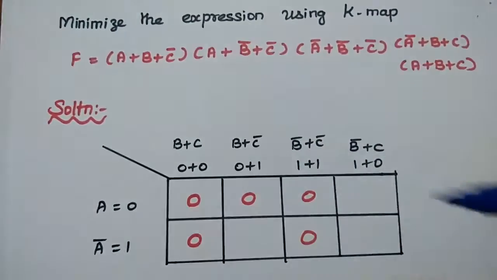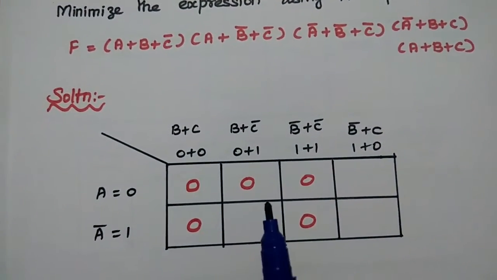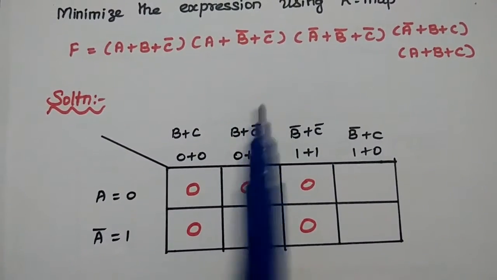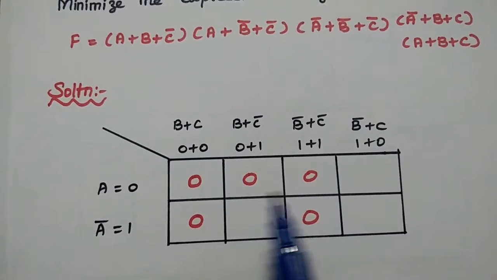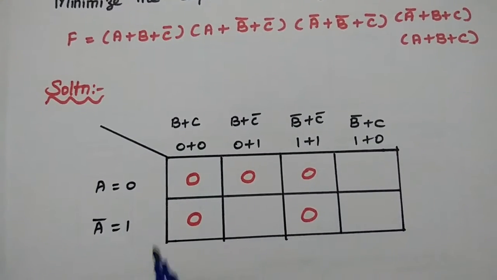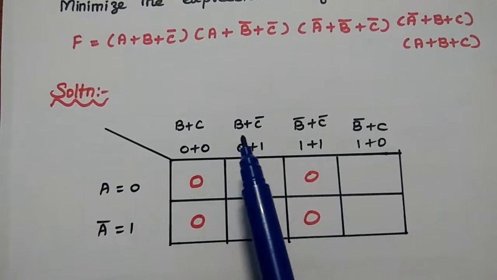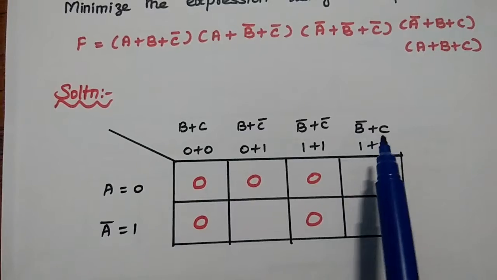So here we have to first plot the K-map. That is the first step. Here 3 variables are used, so we are going to plot the K-map for 3 variables. So this is the 3 variable K-map. Here A is equal to 0, A bar is equal to 1, B plus C, B plus C bar, B bar plus C bar, B bar plus C.